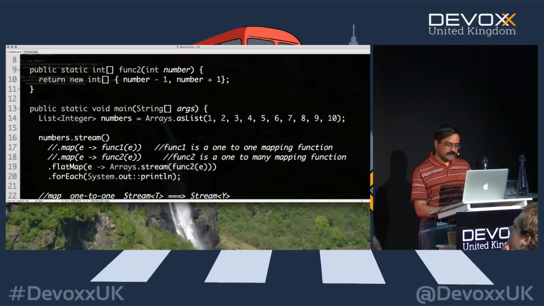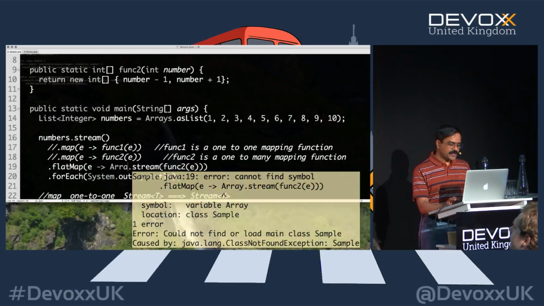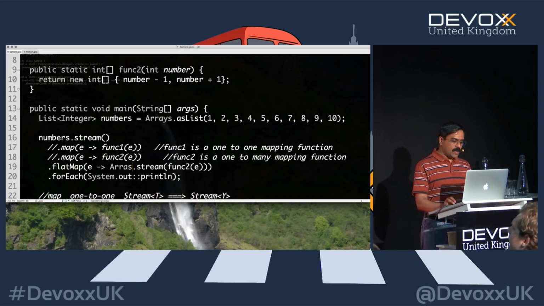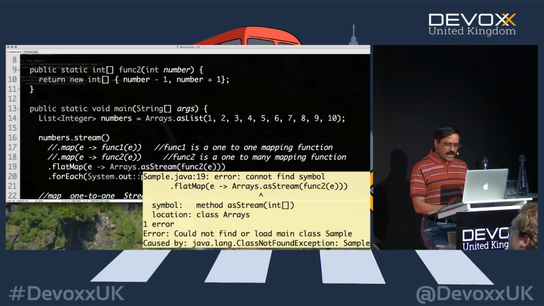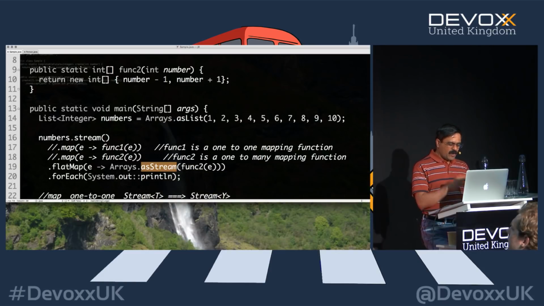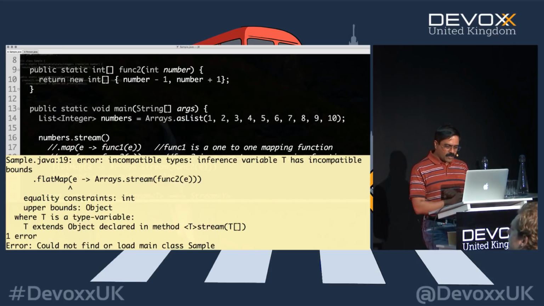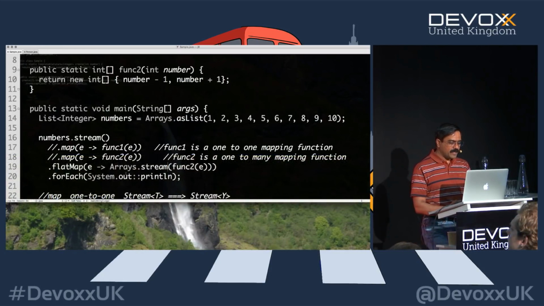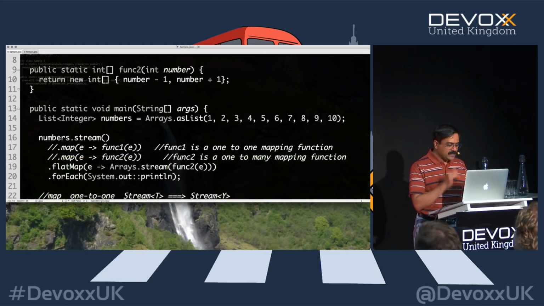Arrays dot as stream, yes, thank you. Arrays dot as stream. No, it's not happy. There's Arrays dot stream as a function, but that's not compatible with this because of incompatibility of T. Okay, let's try something a little different here.